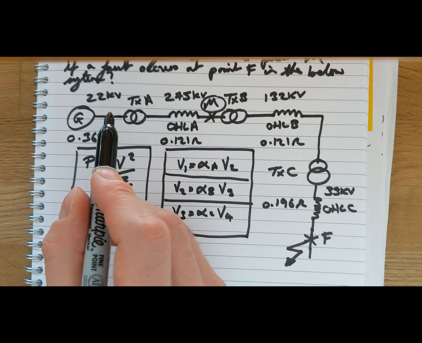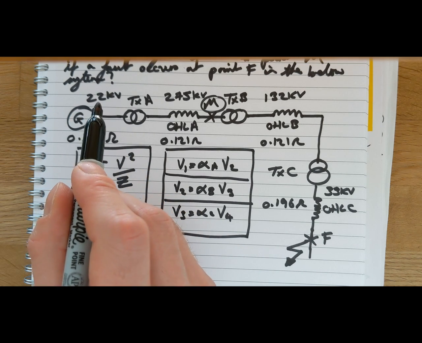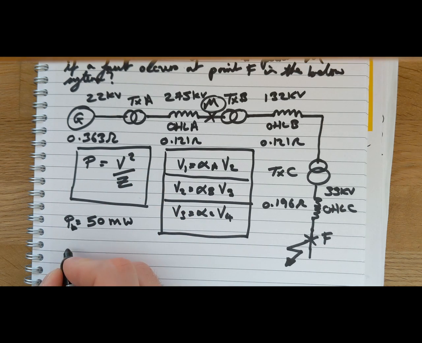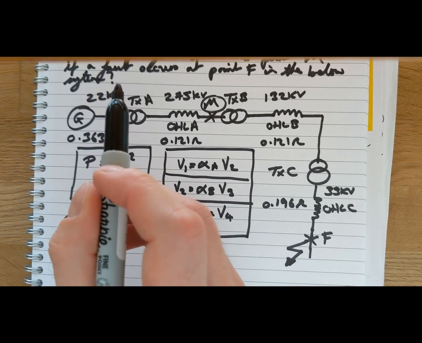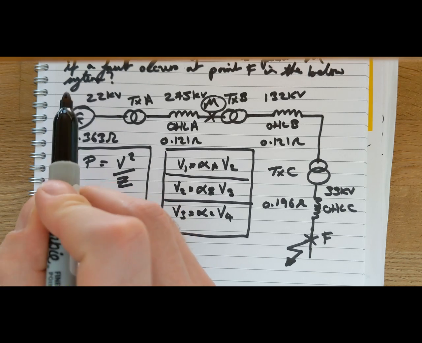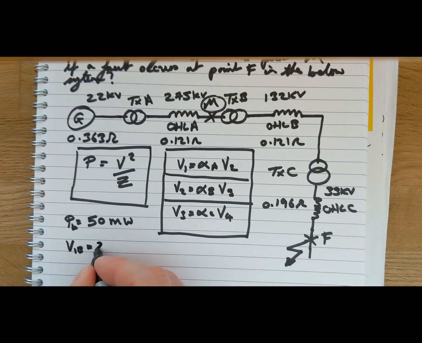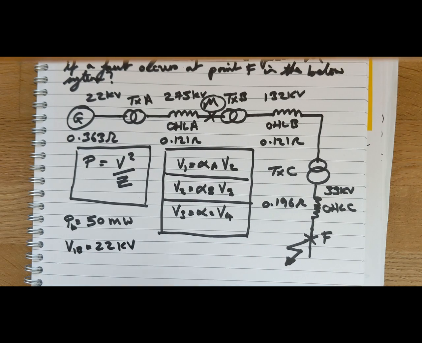is applying. Let's start with our generator and say our voltage 1 base equals the nominal voltage, which is convenient as the generator is operating at nominal voltage, to be 22 kilovolts. Now we've defined those two, we could easily define our impedance, Z base, but we'll define that a bit later.